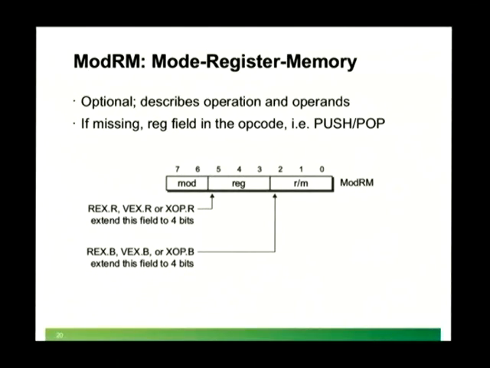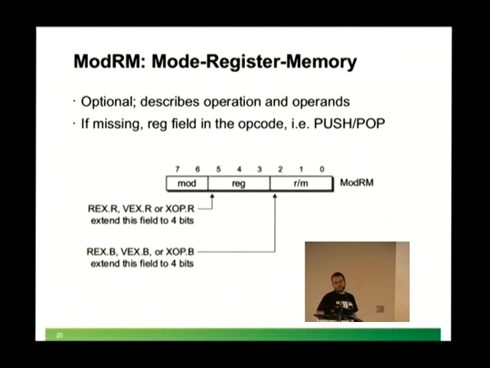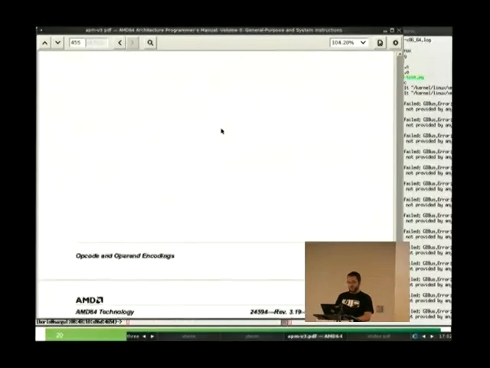Okay. After the opcode, you have another byte which is called ModRM. This byte is optional. If it's missing, because we want to save space in the instruction cache, the register field is in the opcode, and I can show you this.